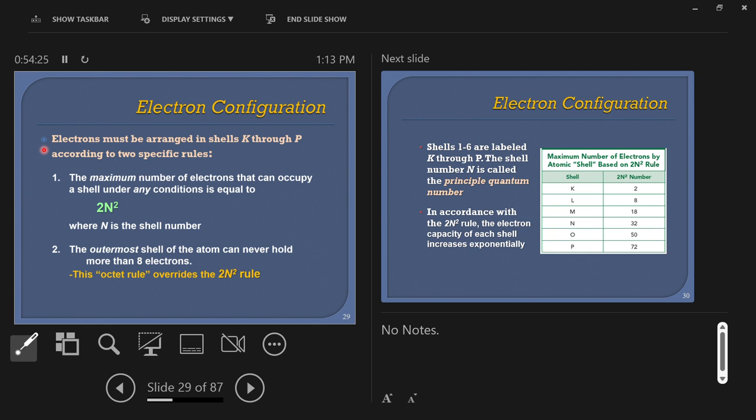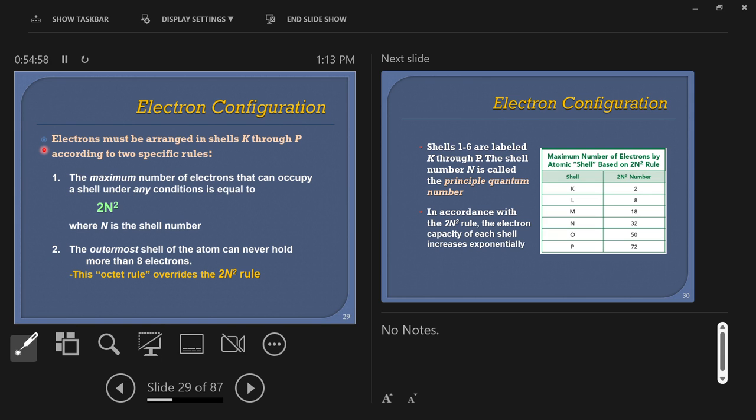Okay, so electrons will now arrange themselves in a very specific way. Once you know this, you can tell me the arrangement of all of the electrons in any atom as long as I give you the atomic number. Electrons arrange themselves in shells. These shells are labeled K through P for no good reason. K does not mean anything except that K comes before L, which comes before M. We could have labeled these shells 1, 2, 3, and 4.